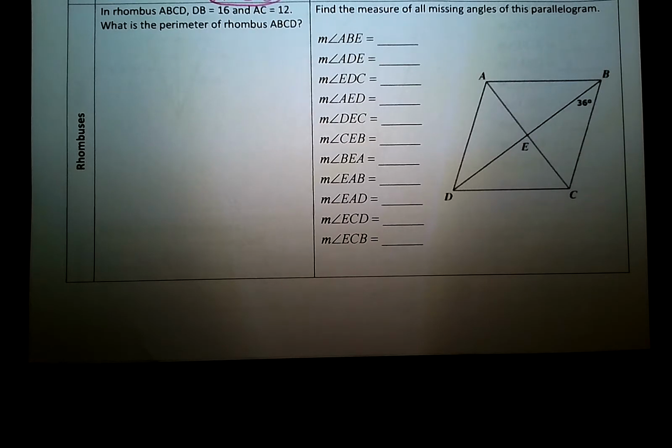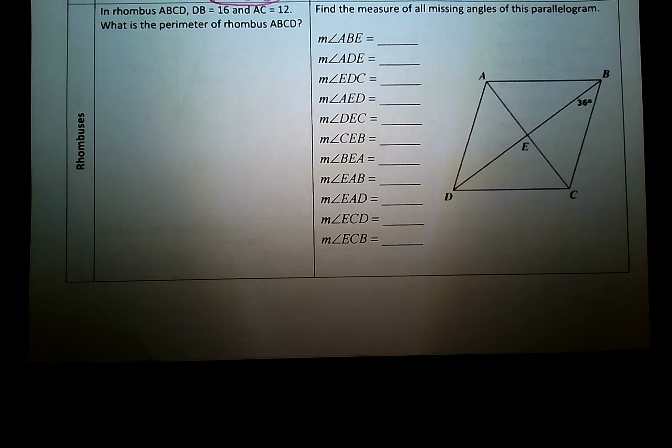Hello students! In this short video, we'll be adding to the SOL G.9 with a quick study on rhombuses. Let's take a look at the example on the left. It says in rhombus ABCD, DB is equal to 16 and AC is equal to 12. What is the perimeter of the rhombus ABCD?